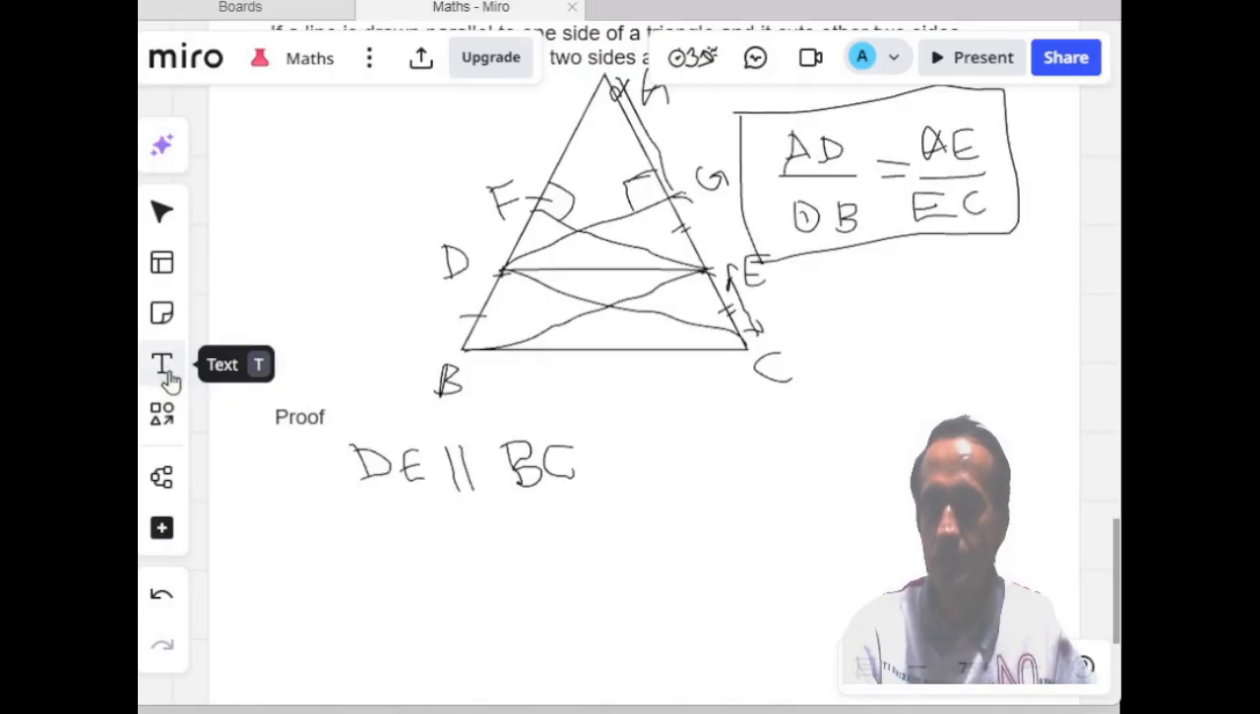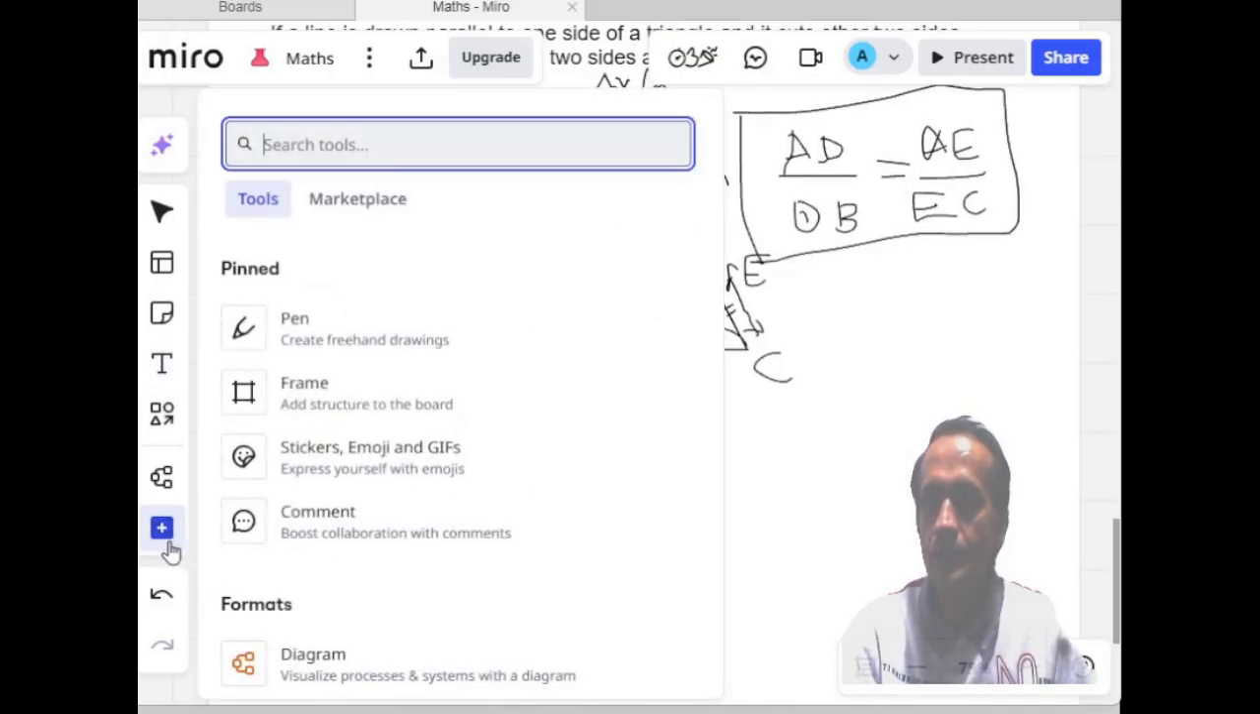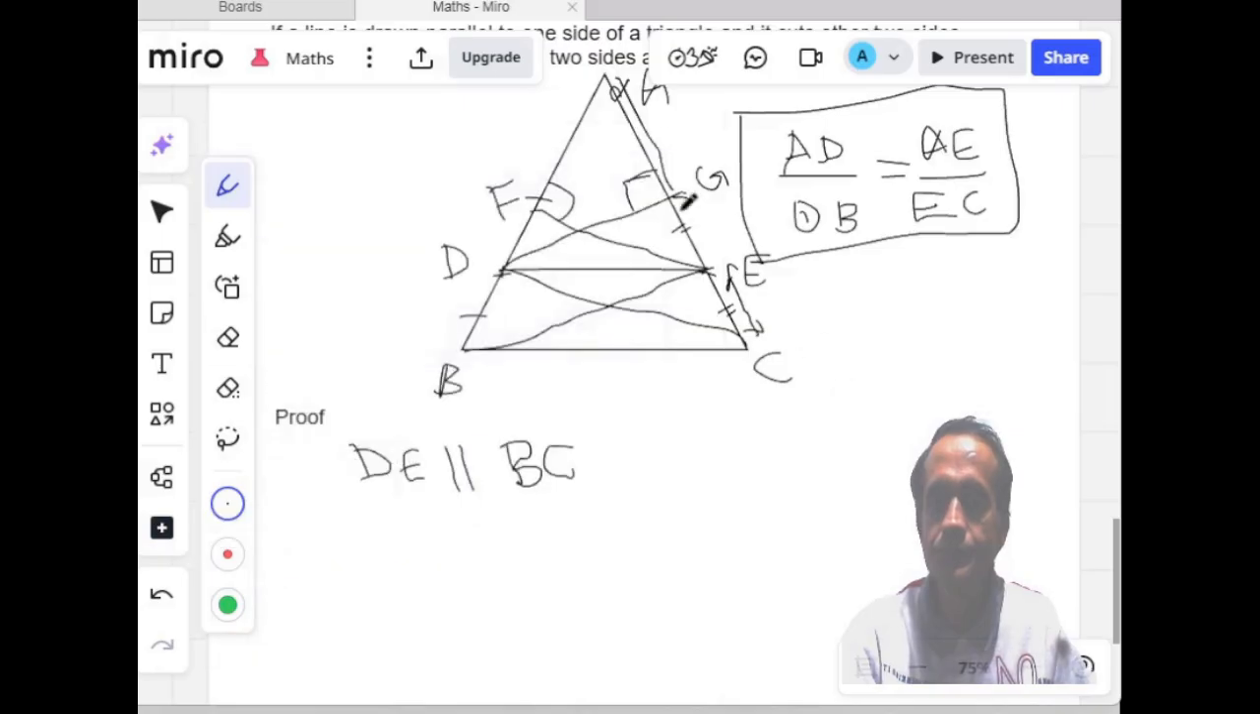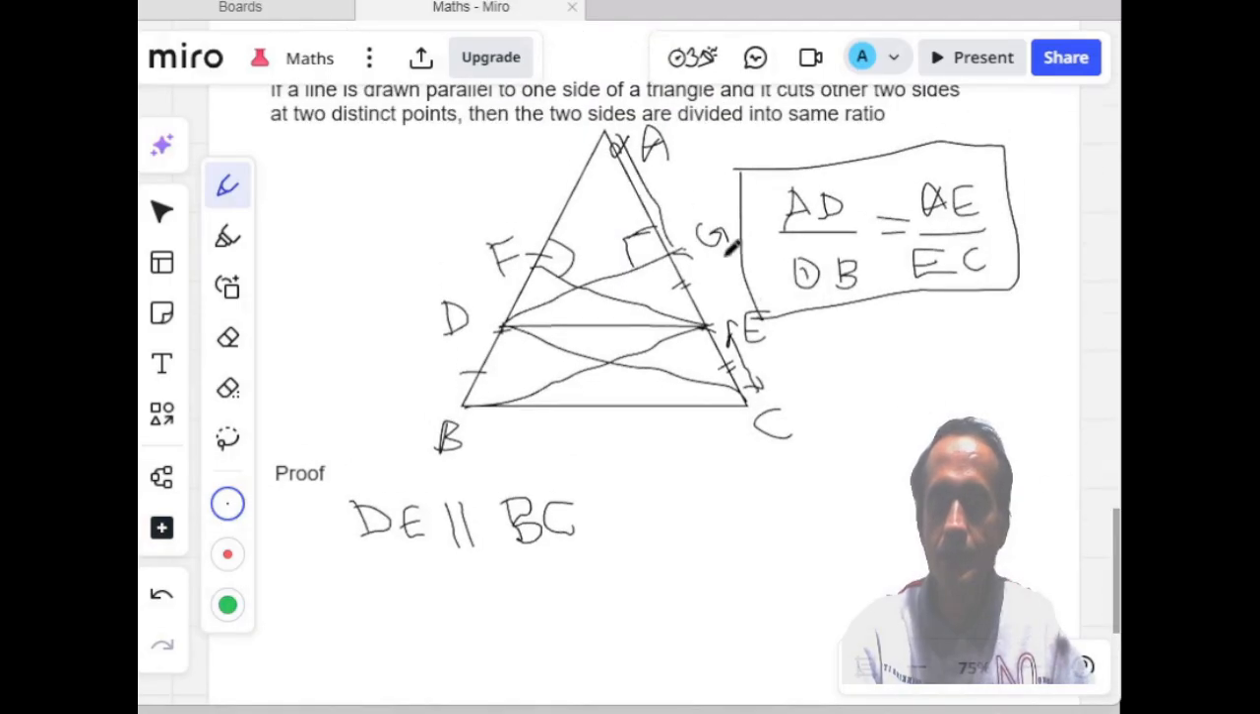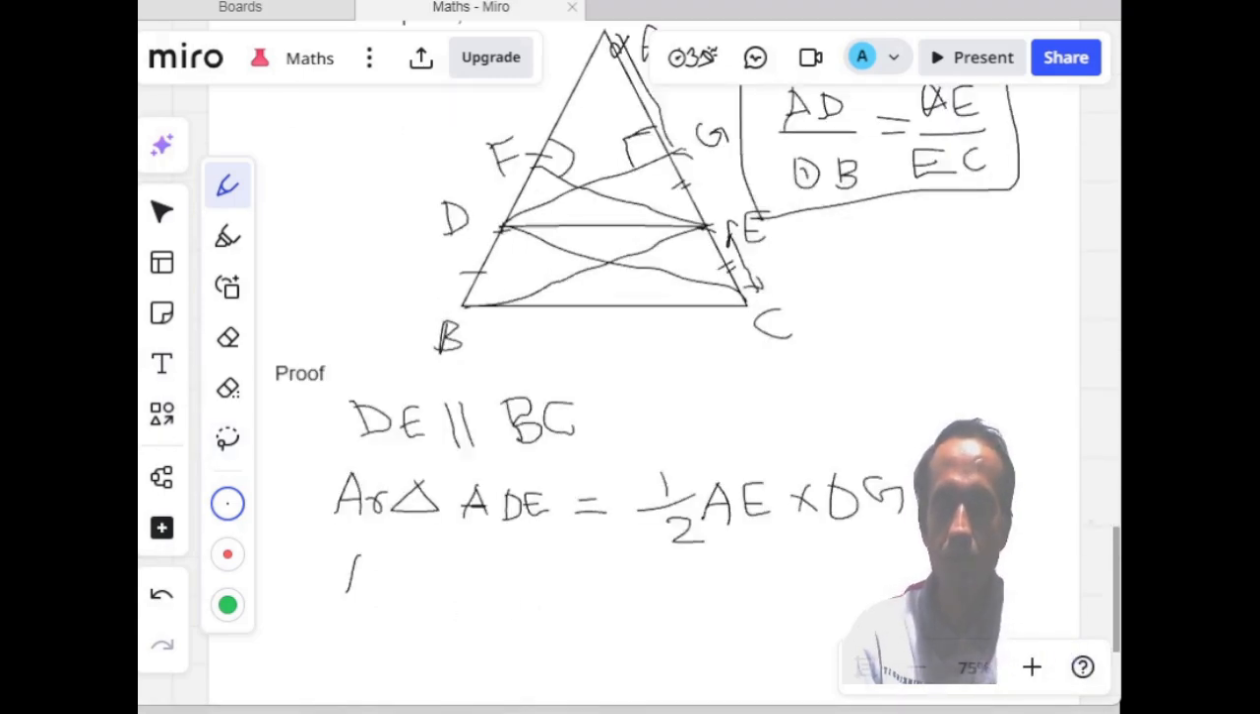Now let us find out the area of triangle ADE. So if we take this base, the area of a triangle is half base into altitude. So the area of triangle ADE, considering base AE, is equal to half base AE into altitude DG.